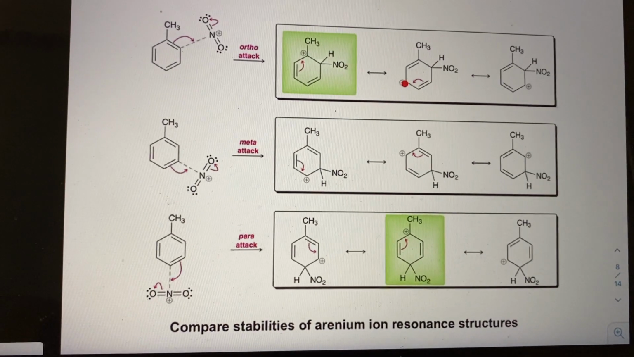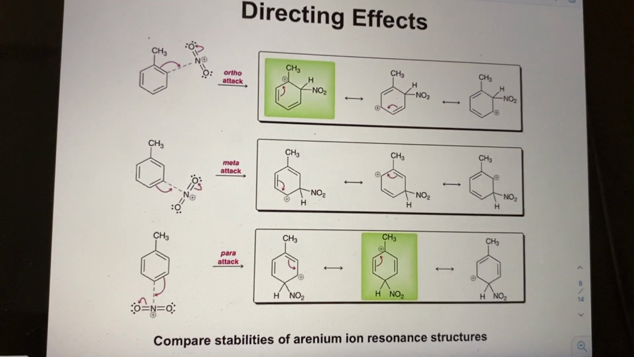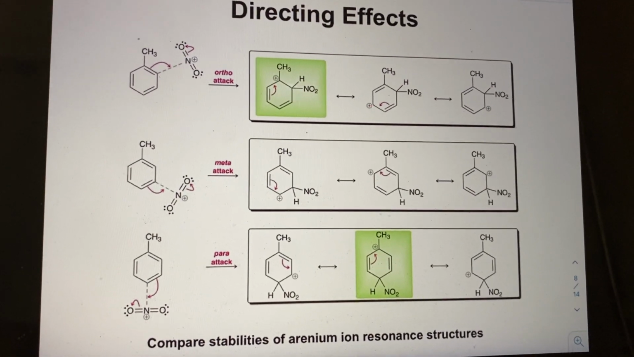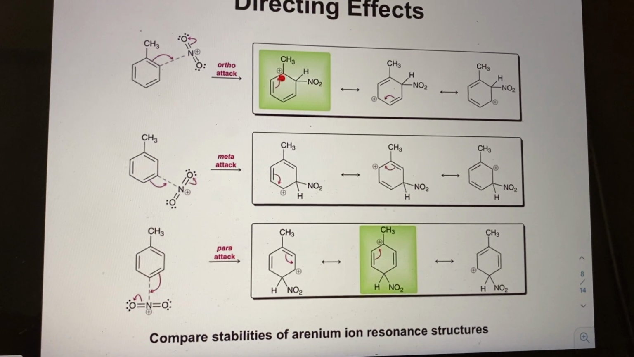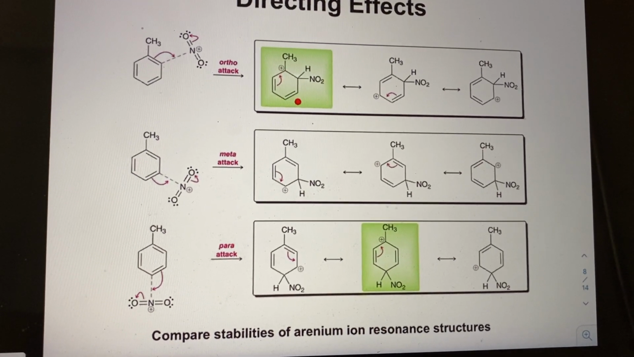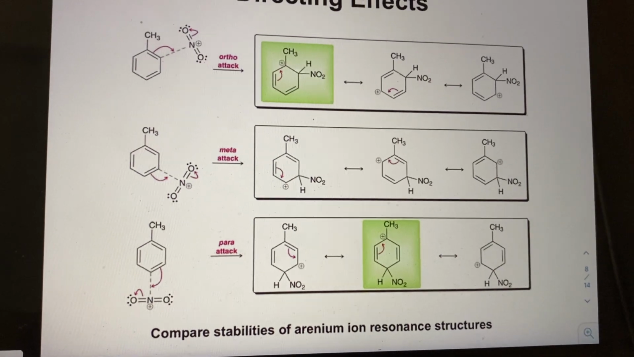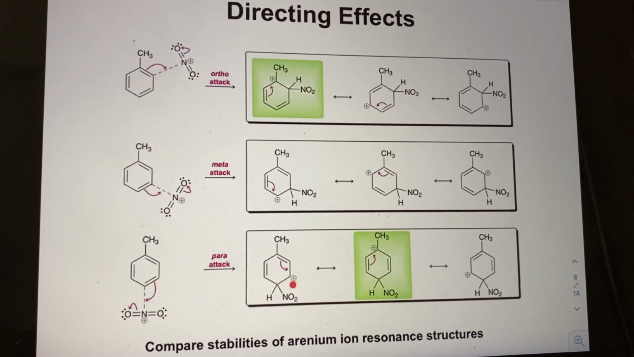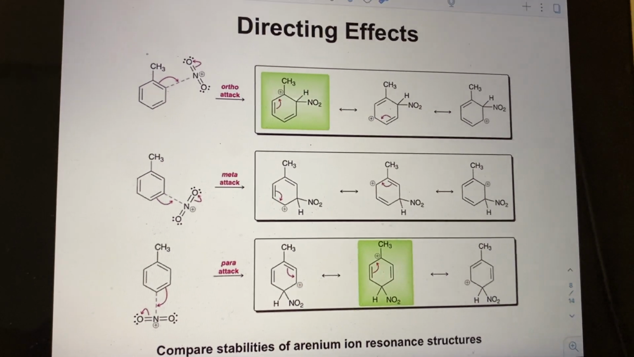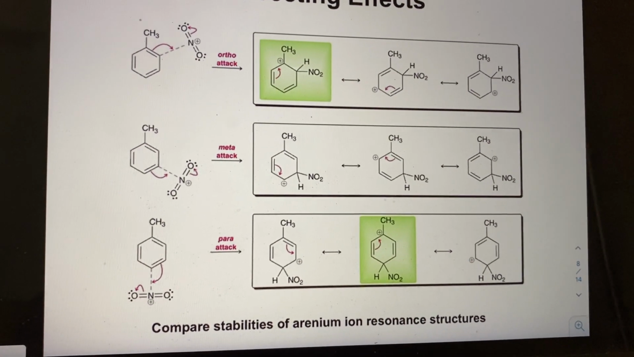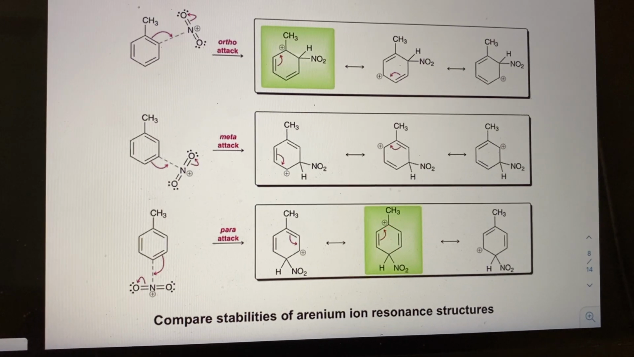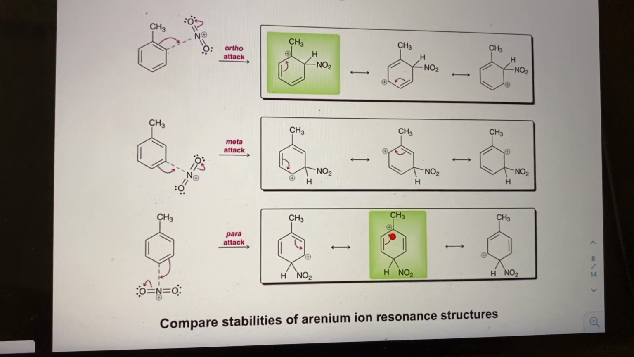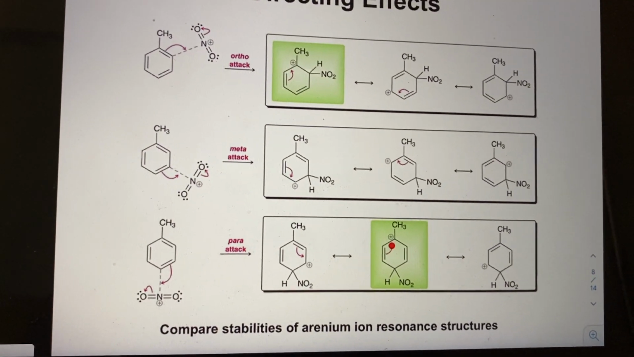So these are both secondary carbons, and there'll be a secondary carbocation. This will be tertiary. So that seems energetically favorable. This is probably the major control. Let's jump down to the bottom, and you can see the same thing if we put the nitro group at the para position. We have a secondary carbocation on the left, secondary on the right. However, this middle resonance structure in the green box is a tertiary carbocation. So that also seems like the major contributor.